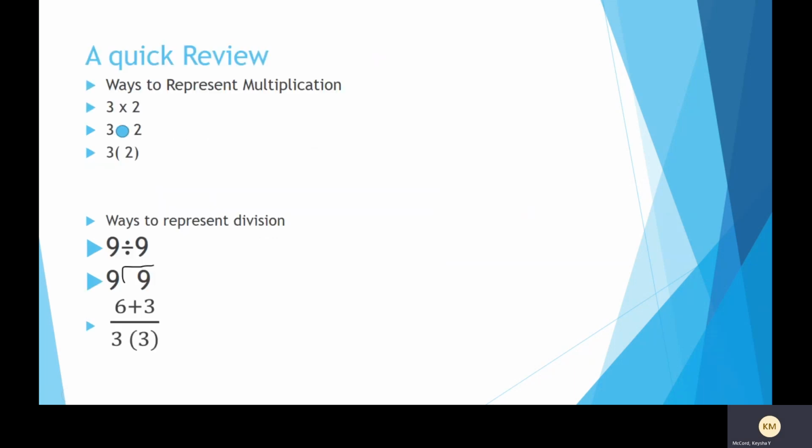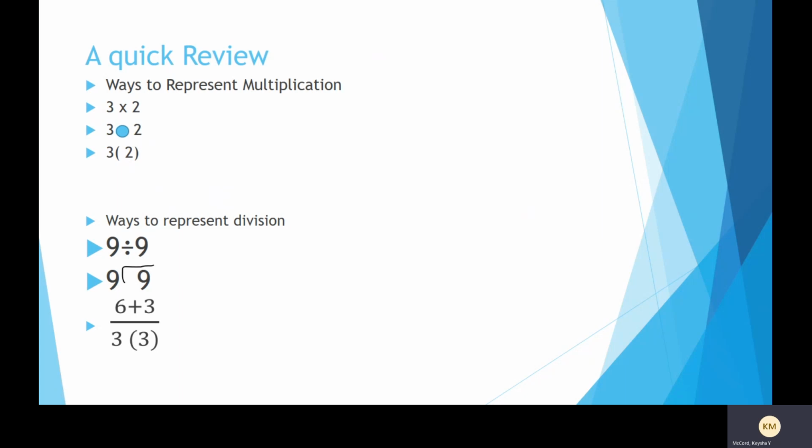So let's look at our first problem. Let's look at a very quick review. We talked about this in class that when you go further up in math, there are different ways to represent multiplication and division. You will see this week in your Kahoot assignment. So for example, I can write 3 times 2 with an X, or I can write 3 times 2 with a dot, or I can write 3 parentheses 2, close parentheses. These are 3 ways that I can represent multiplication.